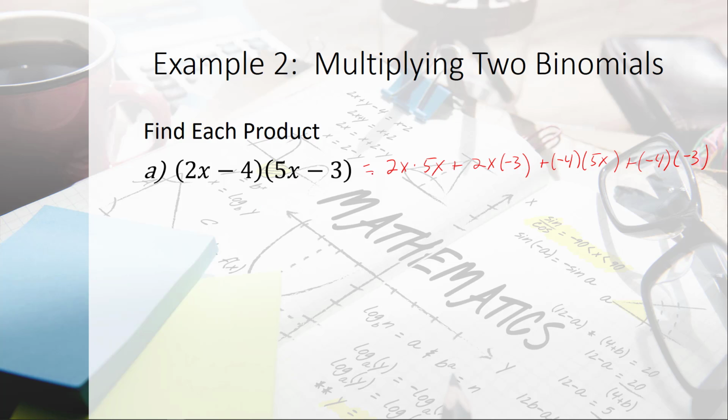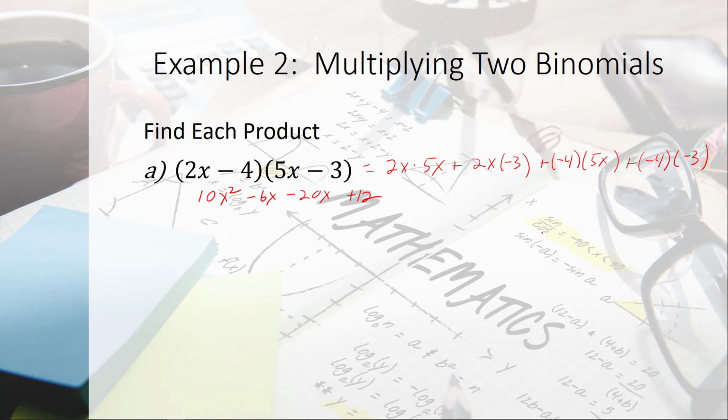And then when we simplify, we will have 10x squared. 2 times negative 3 is minus 6x. Minus 20x. And then plus 12. Because negative 4 times negative 3 is positive 12.